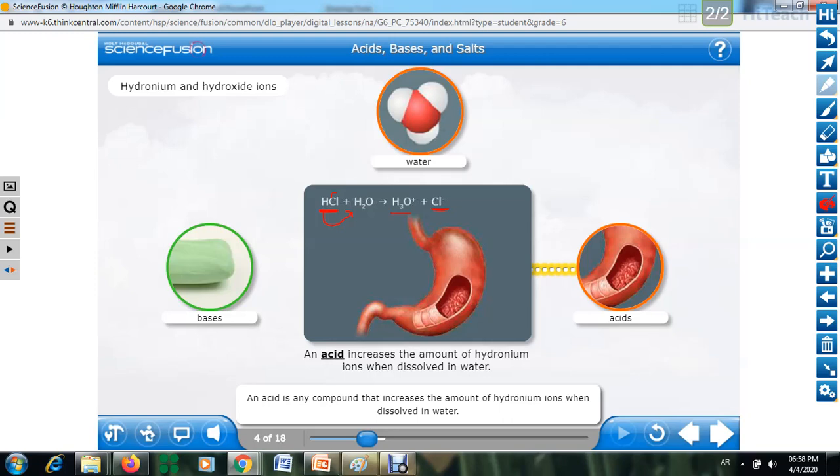For example, if you have a sulfuric acid, which is H2SO4. Sorry, this one, it should be H2SO4.